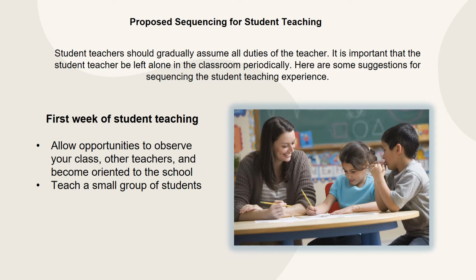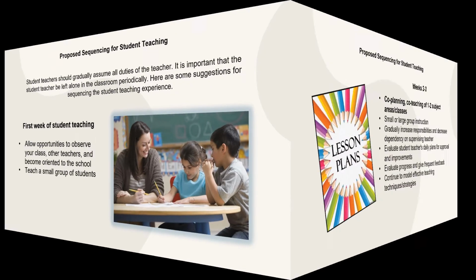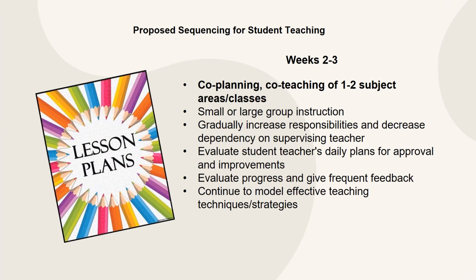During the first week of student teaching, you should allow opportunities to observe your class, other teachers, and become acquainted with the school. Candidates should teach a small group of students. During weeks 2 and 3, candidates should participate in co-planning and co-teaching of 1 to 2 subject areas and classes, providing small or large group instruction, gradually increasing responsibilities and decreasing dependency on the supervising teacher. Evaluate student teachers' daily plans for approval and improvements, evaluate progress and give frequent feedback, and continue to model effective teaching techniques and strategies.